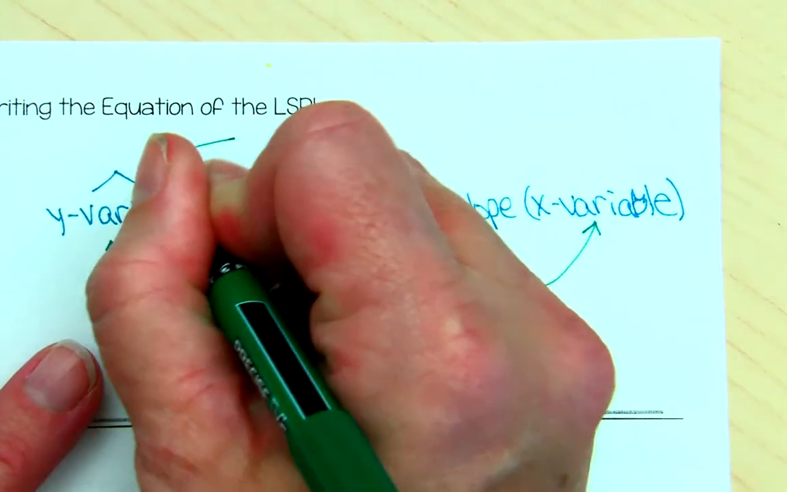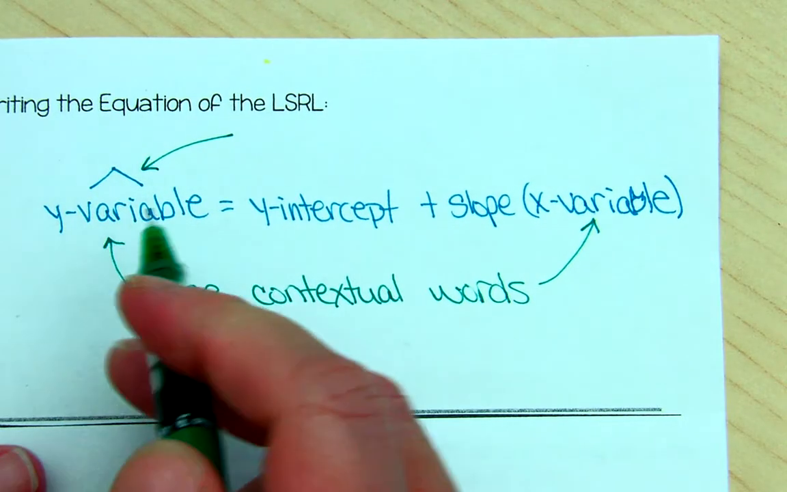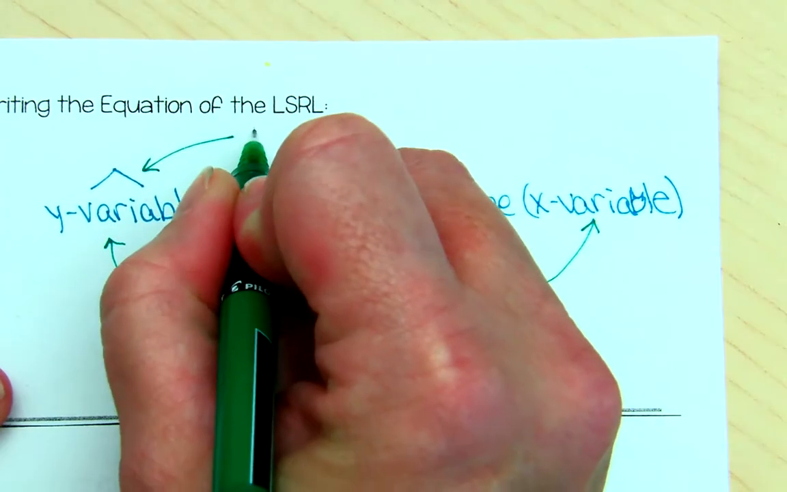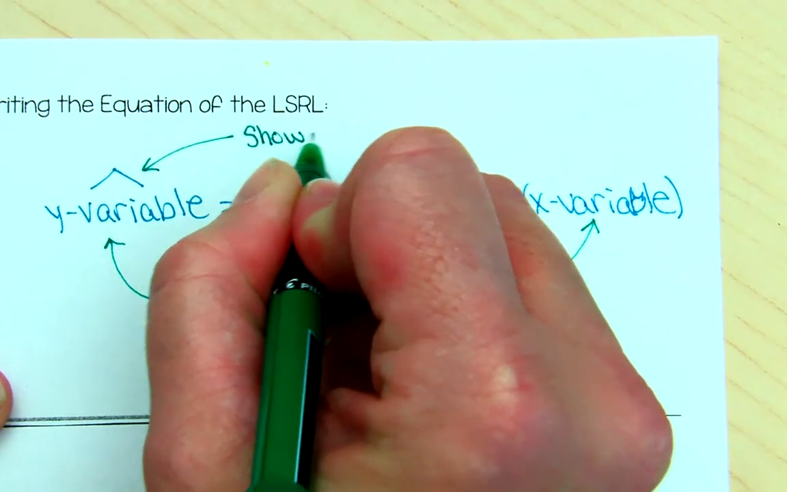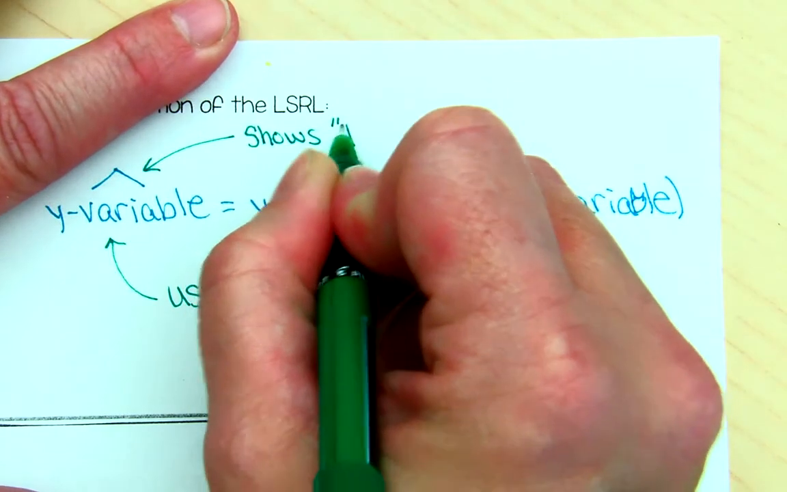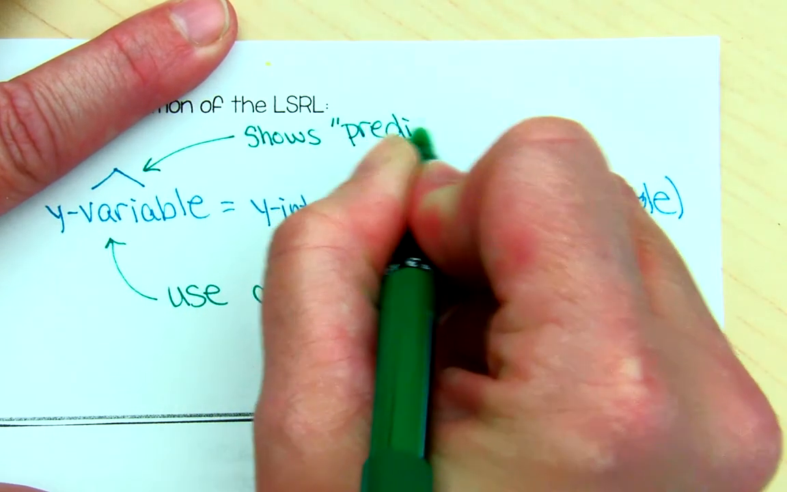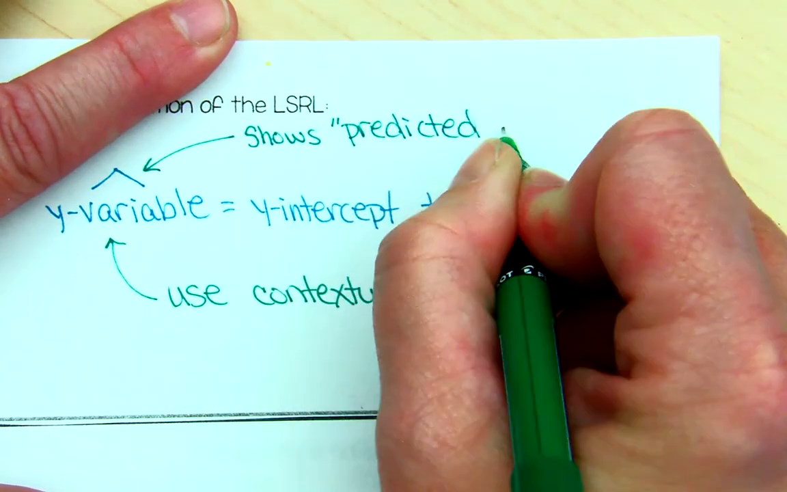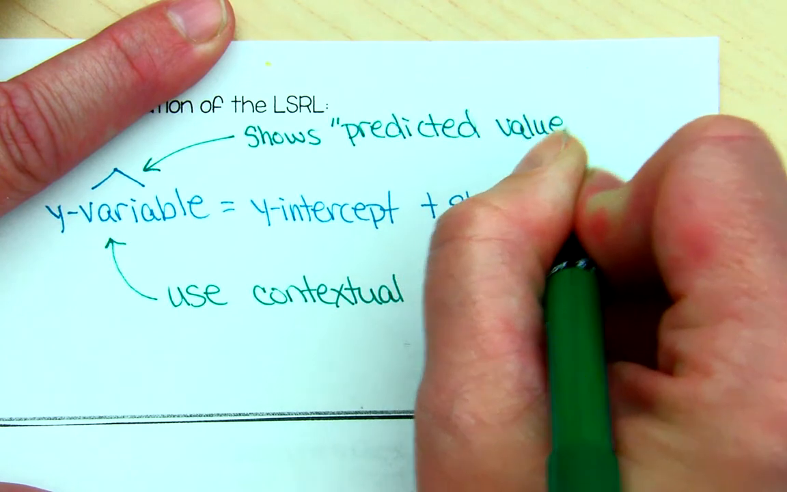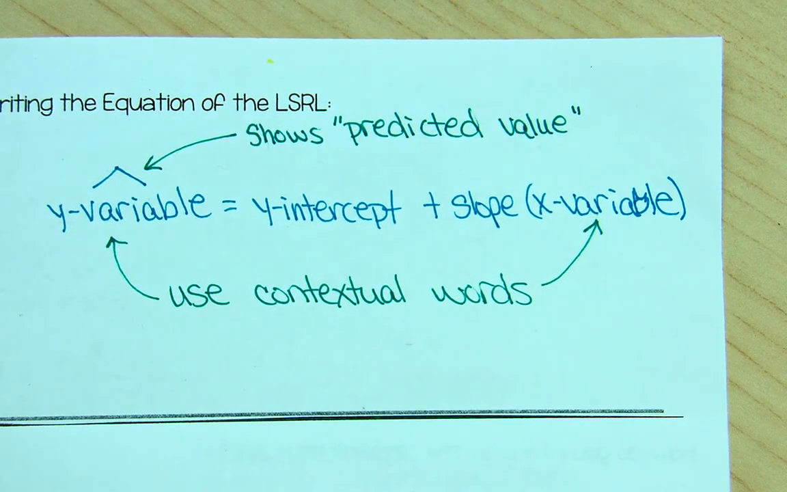And you always want to make sure you put this hat on there, because this shows that it's a predicted value. So if you forget to put the hat, typically you will lose points. So don't forget to put the hat.